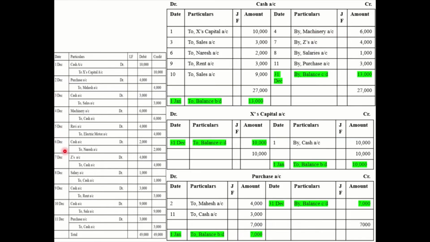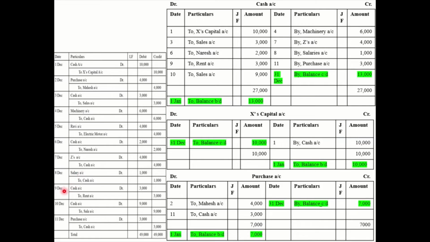Then 6th December, cash account entry is on the debit side. That date, credit account we record on the debit side. 6th December to nourish account rupees 2000. Then 7th December, cash account entry is on the credit side. That date, debit account we record on the credit side. That is 7th December by Z's account rupees 4000. Then 8th December, cash account entry is on the credit side. That date, debit account we record on the credit side. 8th December by salary account rupees 1000.